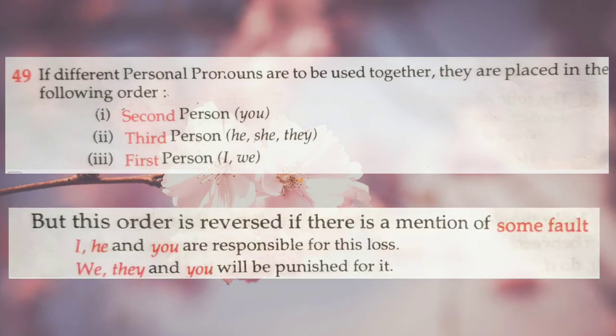But this order is reversed if there is mention of some fault. When there is a bad work or something bad, then you change the sequence. You take the blame first upon yourself. So the personal pronouns should be in this sequence: I, that is first person, then the third person he, and then you. For example, "I, he, and you are responsible for this loss."